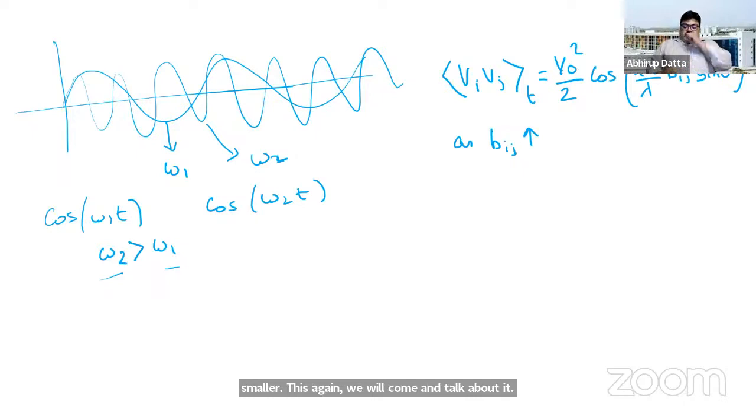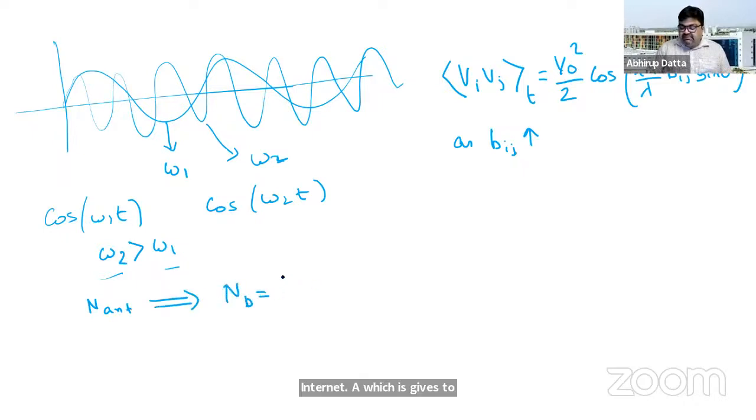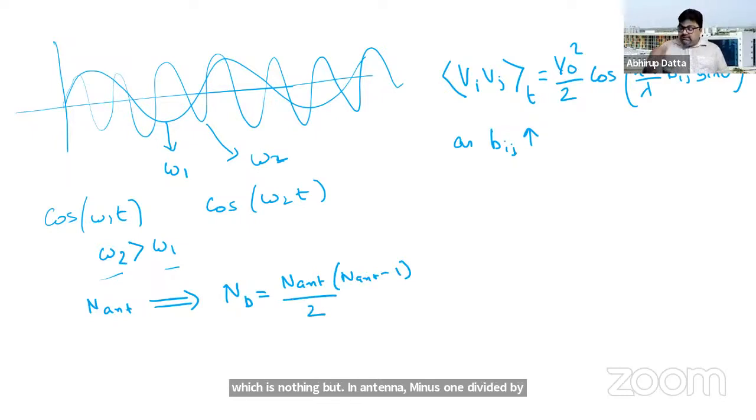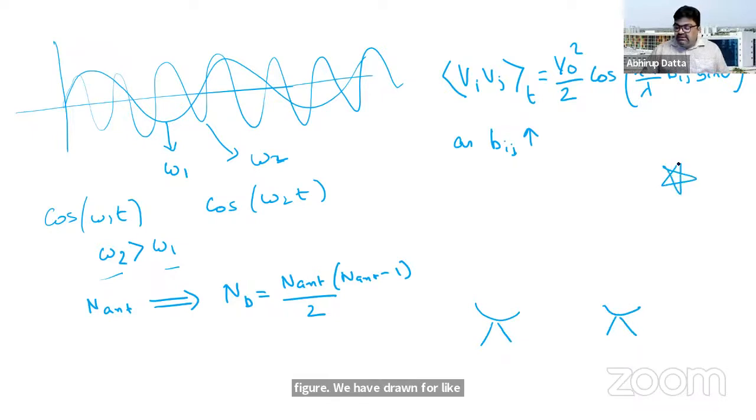Okay. So you can imagine that you have N antennas in an array, which gives N baselines, which is nothing but N antennas into N antennas minus 1 divided by 2, those many baselines. So you have those many fringes for a given time. Okay. Why is time important? Because this entire figure we have drawn is for a given radio source looking in this direction, right?